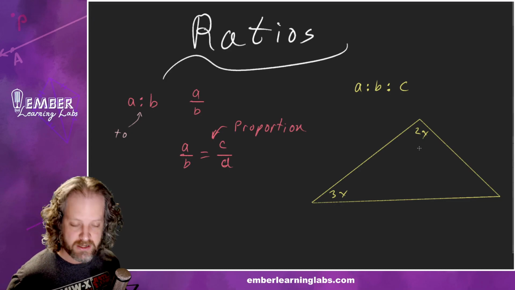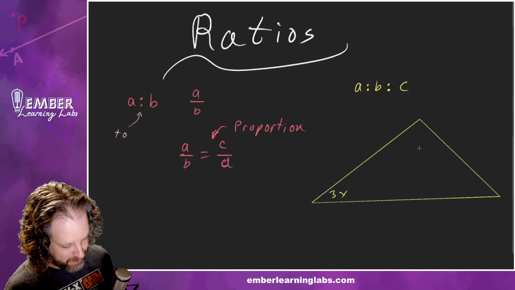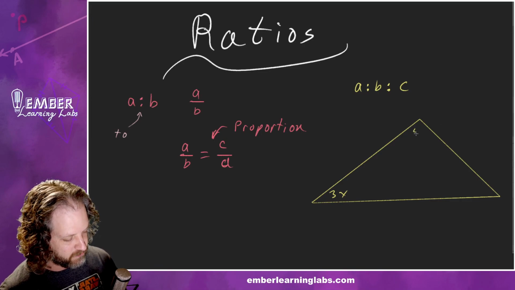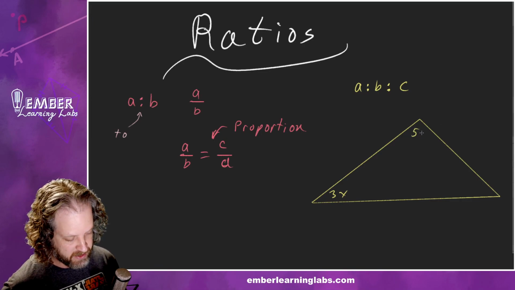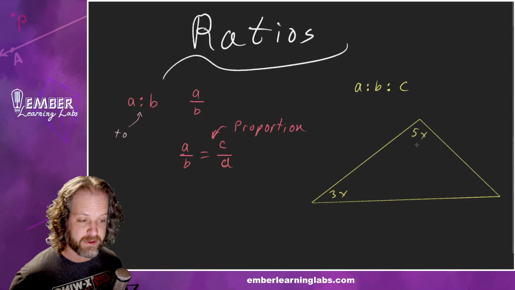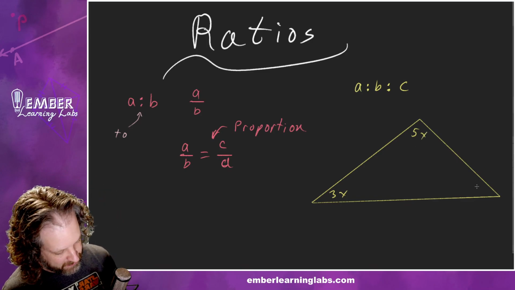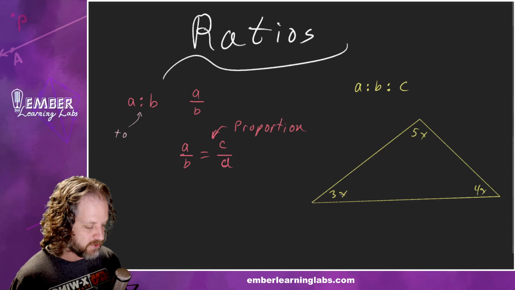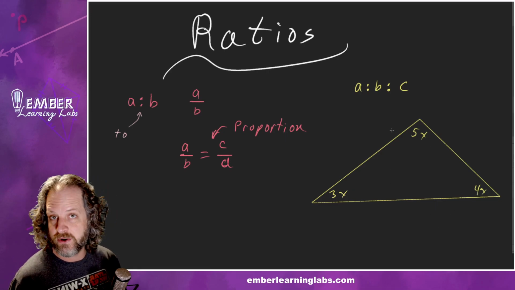I'm really doing a bad job. Let me actually back up and look at what I'm saying. So 3x, this is the big one. So let's say this is 5x. I'm just putting random numbers in here, as you picked up already probably. And then 4x. So the ratio of this triangle is 3 to 4 to 5, or 3 to 5 to 4, or whatever else.